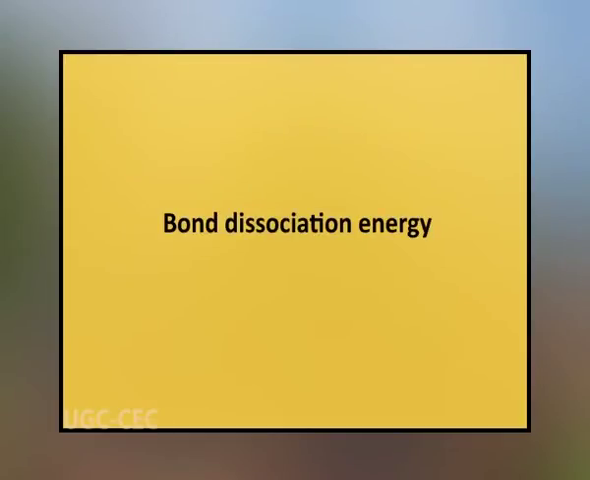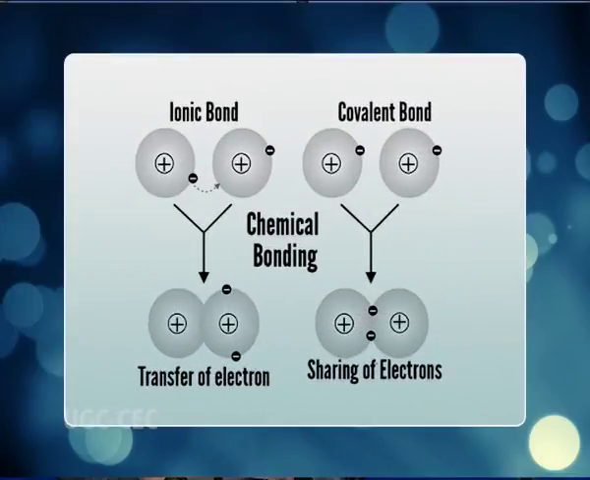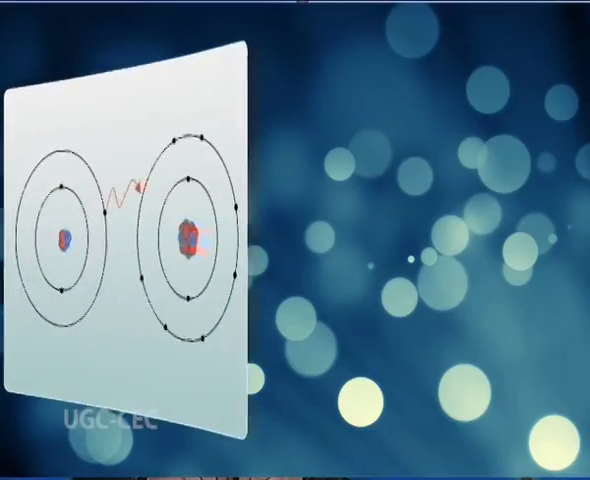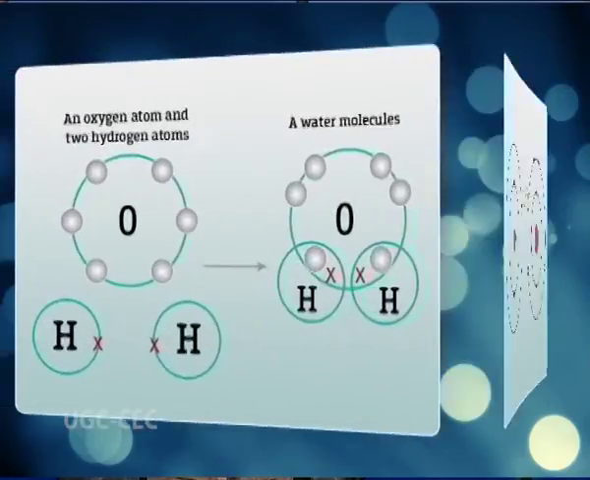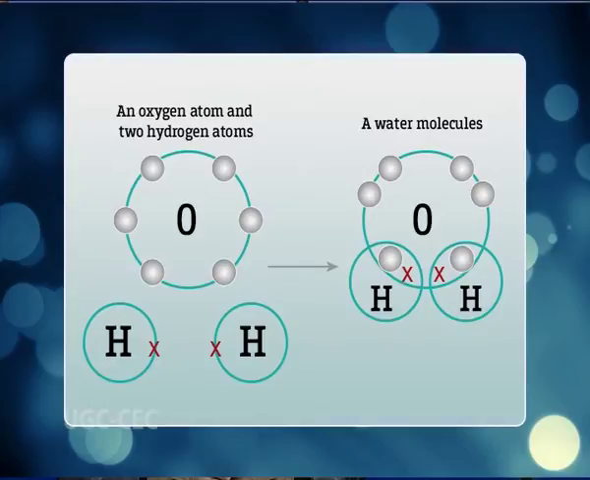Now, let us discuss bond dissociation energy. A chemical bond can be defined as the interaction force between two bonded atoms in a molecule. The valence electrons of bonded atoms are involved in bonding. We know that all atoms tend to get the octet configuration for stability. Therefore, they can be involved in either ionic bonding or covalent bonding to get this octet configuration in their valence shell.